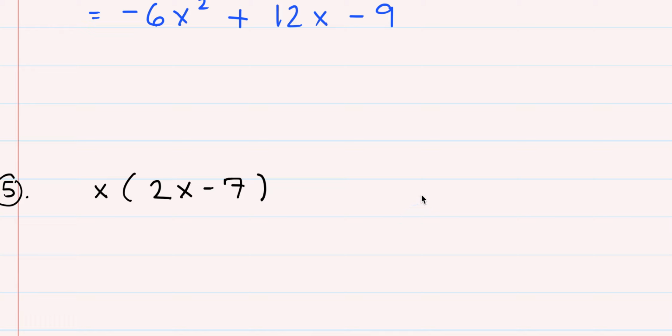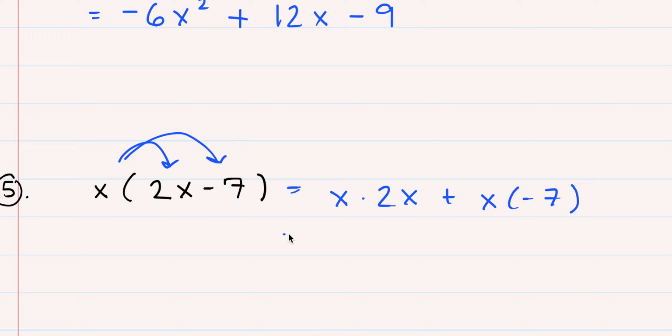Try this one. We're going to send this x into everything. So we get x times 2x plus x times a negative 7. So I have a 2, and then I have an x with a 1 and an x with a 1, so I get x squared. And this is a minus 7x.